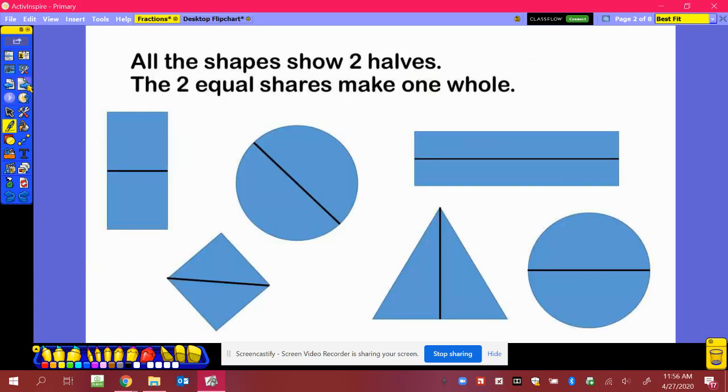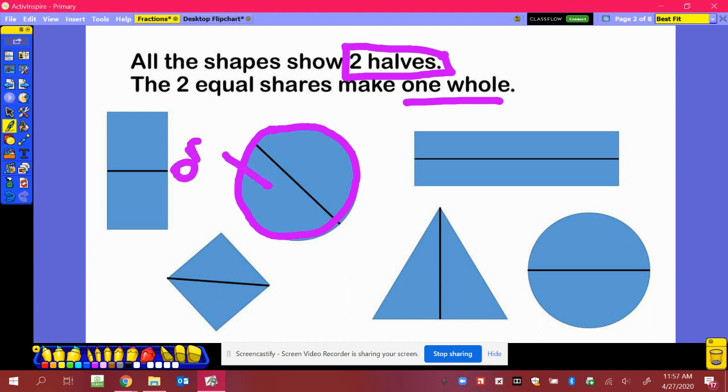All right, now that we know what is equal and unequal, let's look at what the word halves mean. All of the shapes show 2 halves. The 2 equal shares make 1 whole. So you have 1 whole, but inside the whole you have 2 halves. So you would label this side 1 half, and this side is 2 halves.